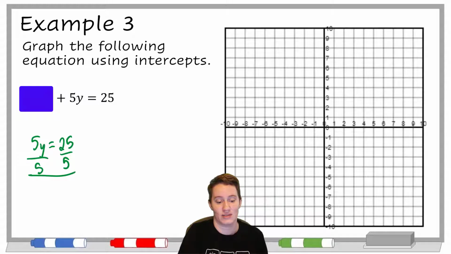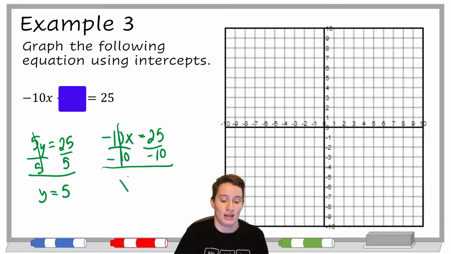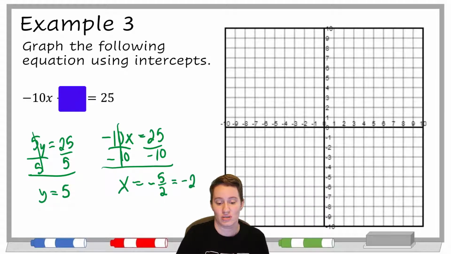That one's fine. That divides evenly. But if I do it with the other one, if I cover up 5y, negative 10x equals 25. Divide by negative 10. I get a negative something. Now, because we're graphing, it will be best to either put it as a mixed number or a decimal, whichever your preference is. 25 over 10 simplifies to be 5 over 2, which is also the same as 2.5. So this is negative 2.5.